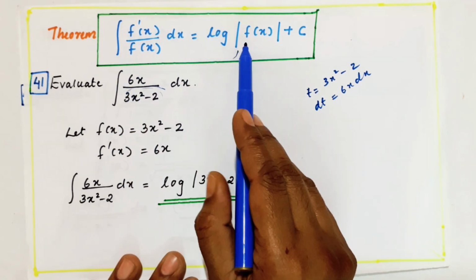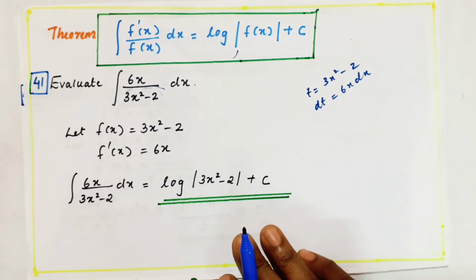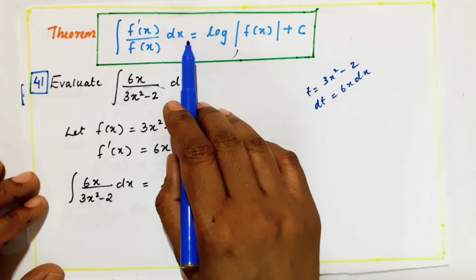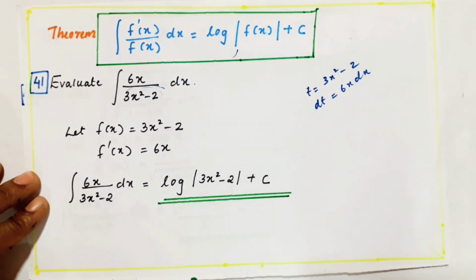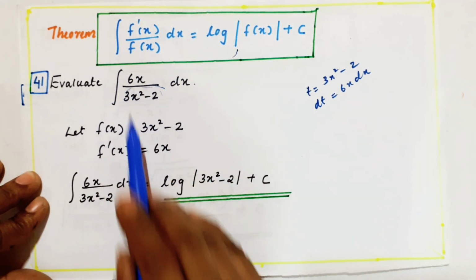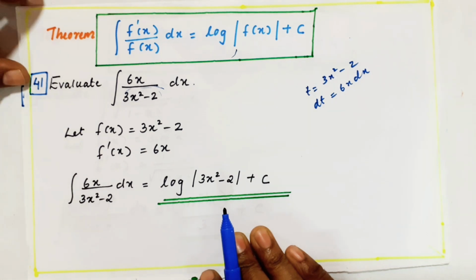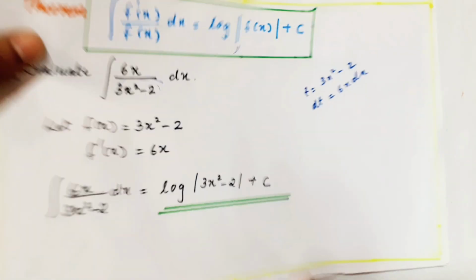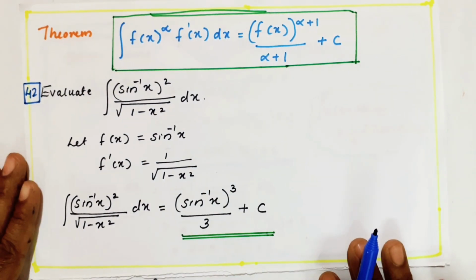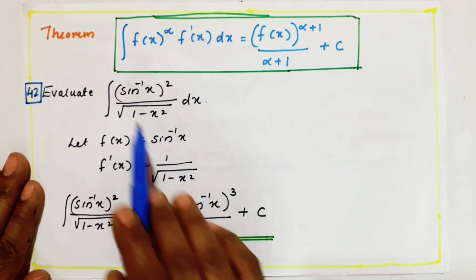Now you understood. If I tell the theorem first, you won't understand. Now you see, simple: integral of f dash x by f of x dx is log of f of x plus c. Simple thing. So directly by seeing the question, we can write log of 3x square minus 2 plus c. One more. That also we will do with the question first.